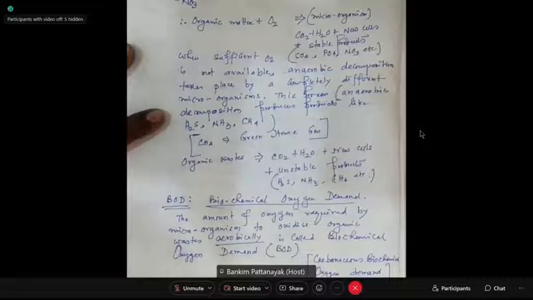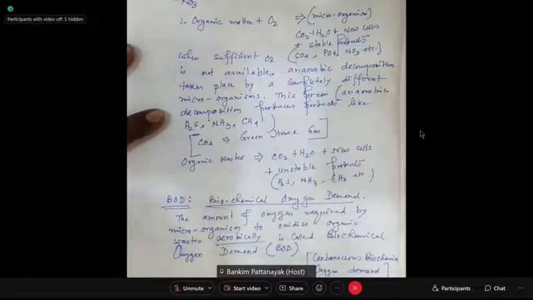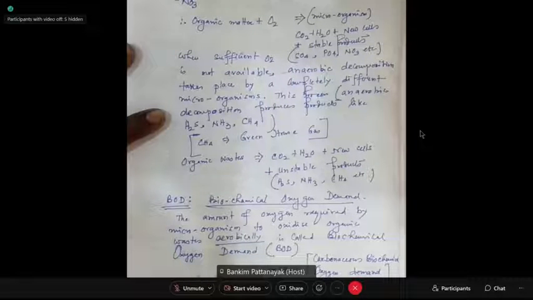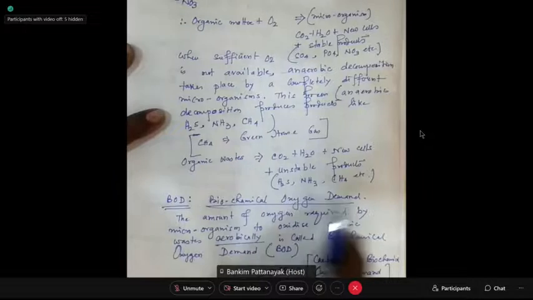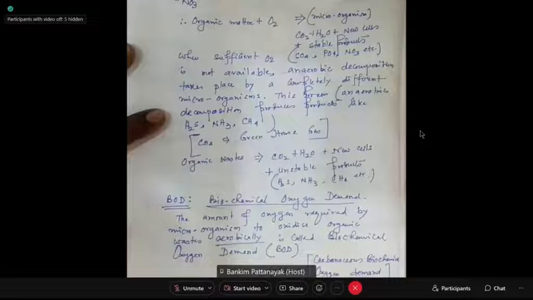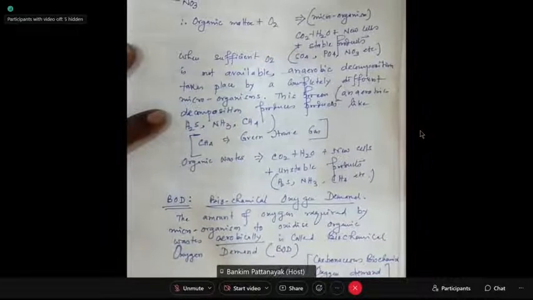The organic compounds may be carbonaceous biochemical oxygen demand or nitrogenous biochemical oxygen demand. So it is CBOD or NBOD. BOD means, once again, biochemical oxygen demand. Biochemical oxygen demand means we are talking of the decomposition of the organic matter in an aerobic environment.